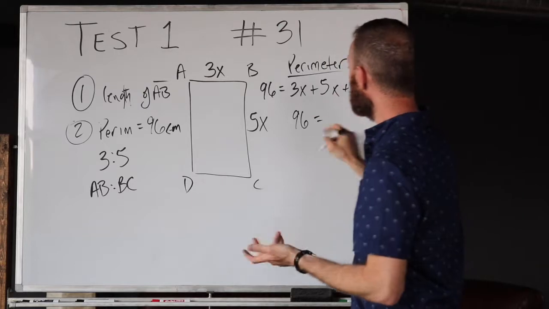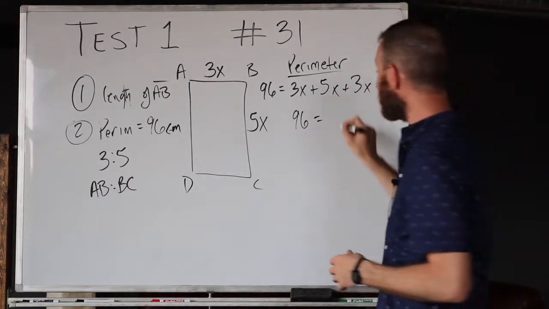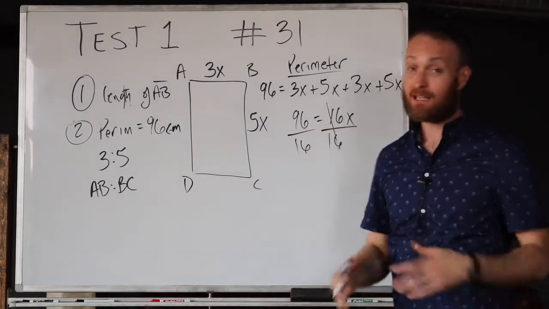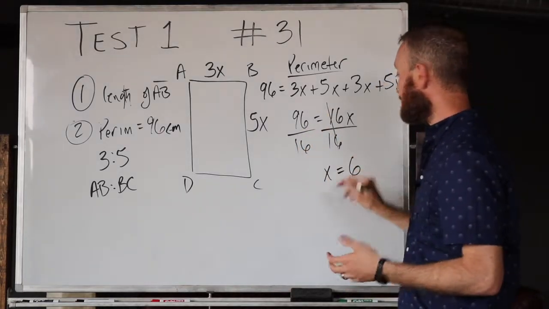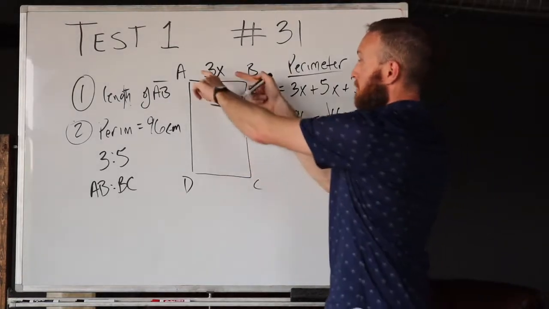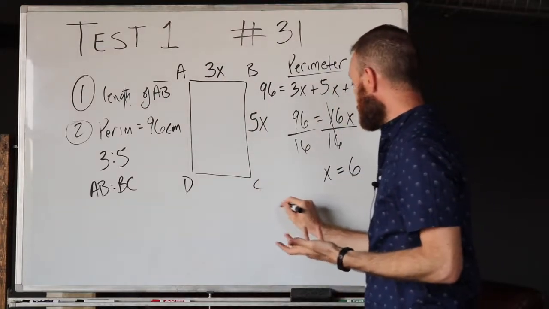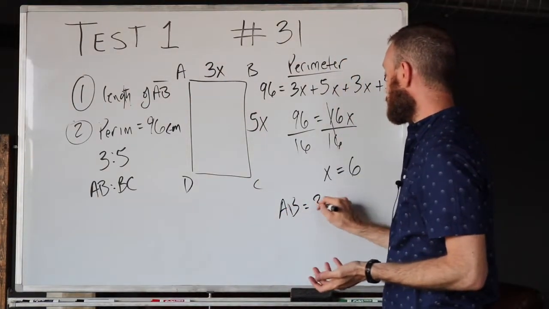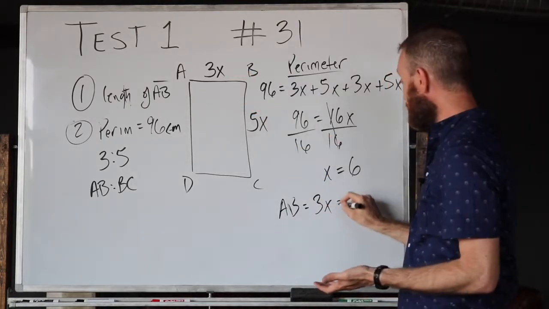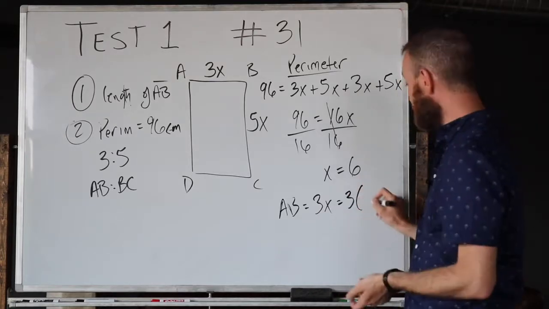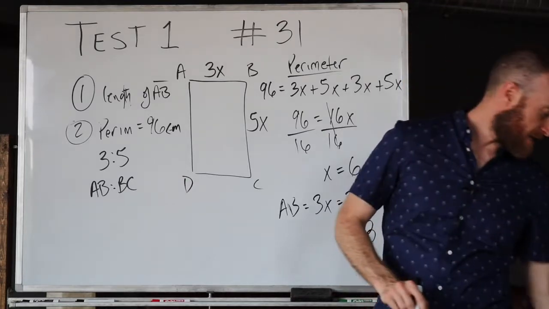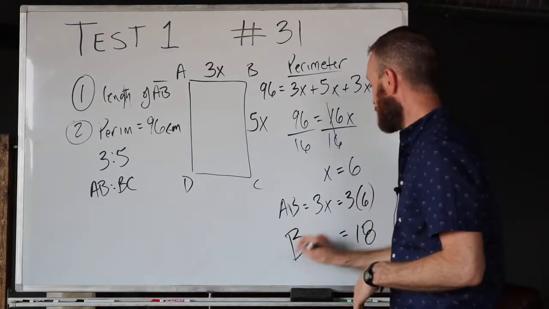So 96 equals 3 plus 5 plus 3 plus 5, which is 16. Divide both sides by 16. Again, simple algebra here. x equals 6. All right? Now, we're not finished. We take this, plug it in up here for the length of AB. So AB equals 3 times x, which we've already said. We're just using what we already know, which is the same as 3 times 6, which is 18. And the answer is B.